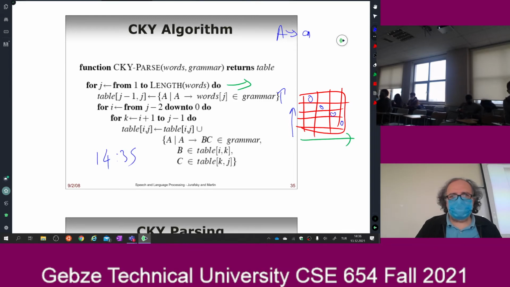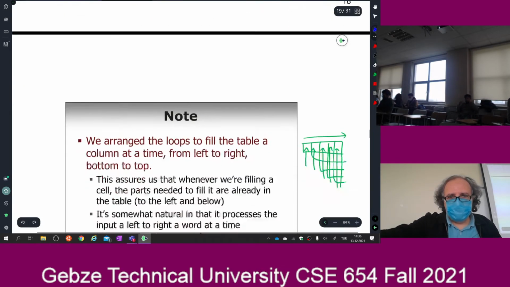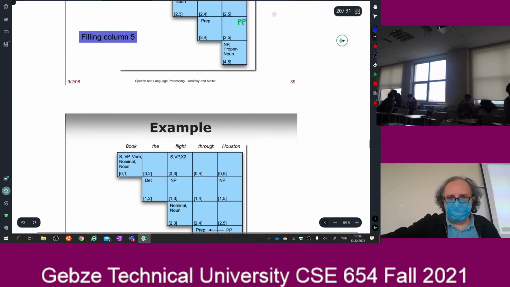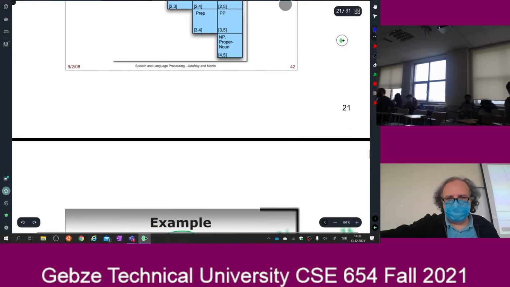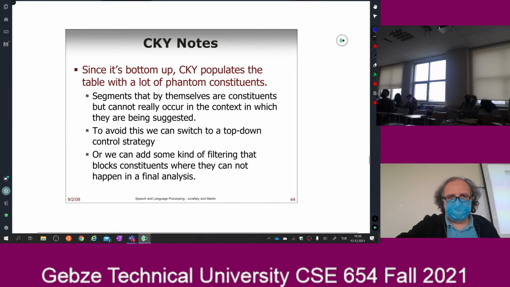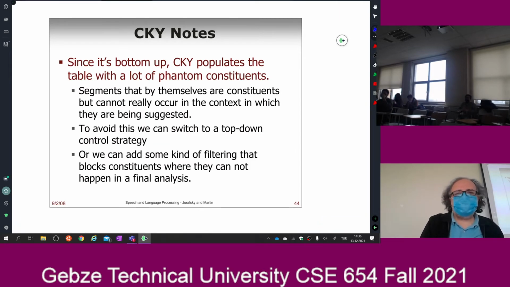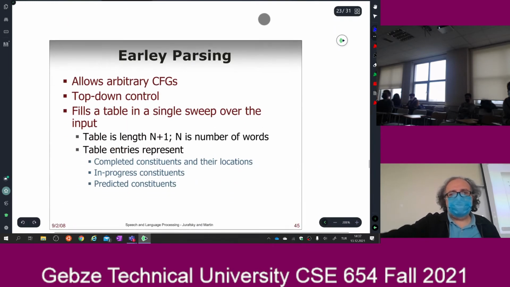Okay, so this is the CKY algorithm. We looked at one example of it, and it is bottom up, so it finds all possible constituents, even the ones that are not used at all. So that's kind of an inefficiency. Maybe we can do just the other way of it, only use the constituents that are possible with these sequences. Then it is Earley parsing.